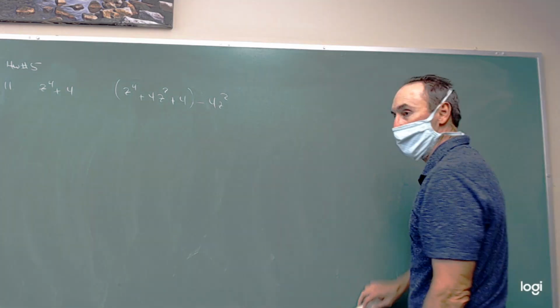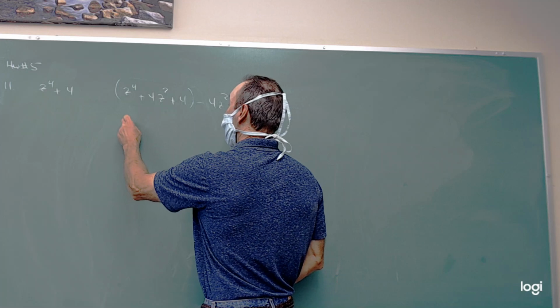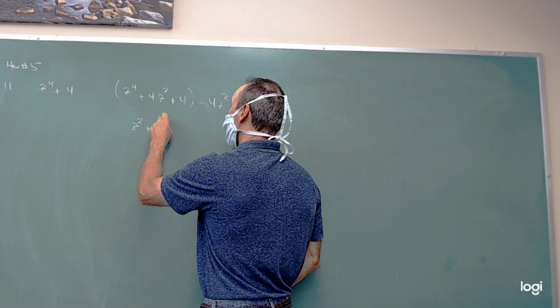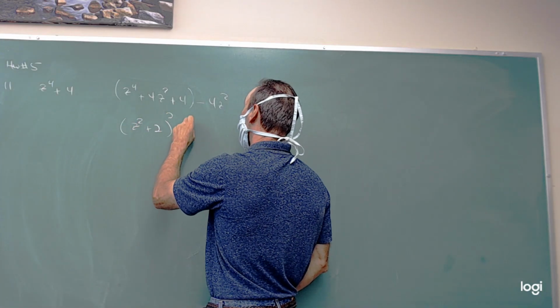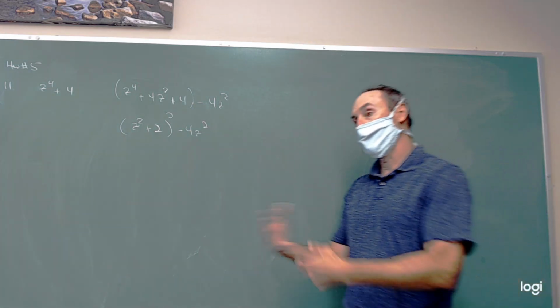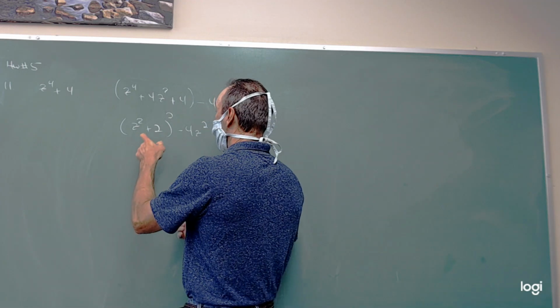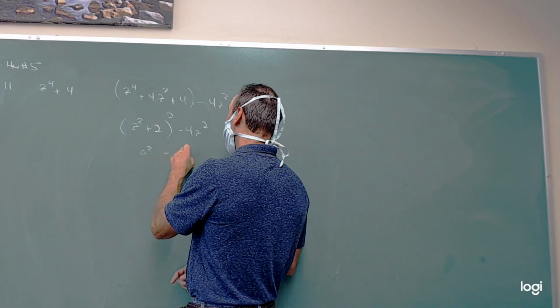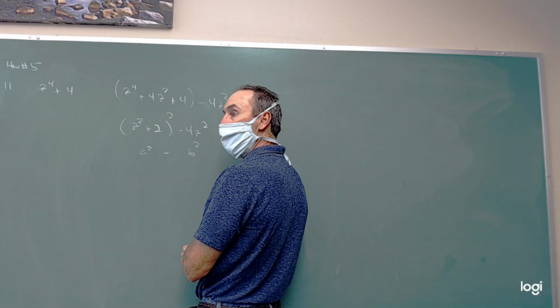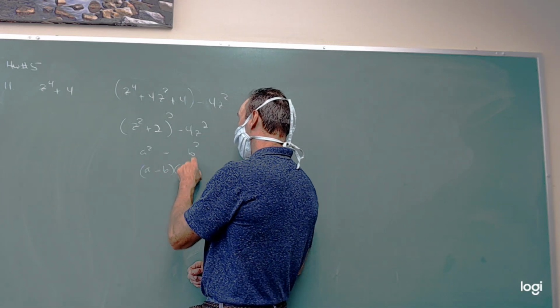So the idea, yeah, and you're going to see it as a difference of two squares, because this is really z squared plus 2 squared. Is that okay? And now we're going to think of this as a difference of two squares. So this is a squared minus b squared. So we're going to factor into a minus b and a plus b.